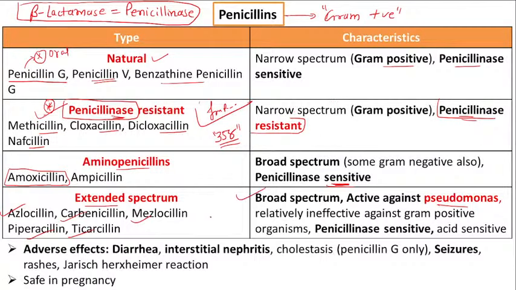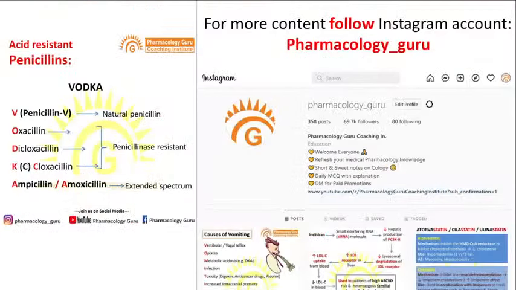Okay, what are the adverse effects here? The specific adverse effect you can remember is cholestasis, which is found mostly with penicillin G. So in the first generation or natural penicillins, there is cholestasis, that is a blockage of the gallbladder duct. Then the Jarisch-Herxheimer reaction is a reaction of the skin, and these agents are safest in pregnancy. So there is no other specific adverse effect, but cholestasis you can remember. And that's about penicillin.